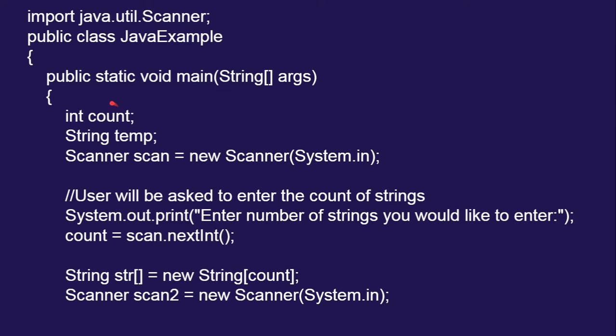So int count: count is the variable name which helps to count the number of elements in the class. Now next, String temp. temp is a variable which is used as a temporary variable in order to exchange two different strings. Let us see the logic of how this temp variable is used.